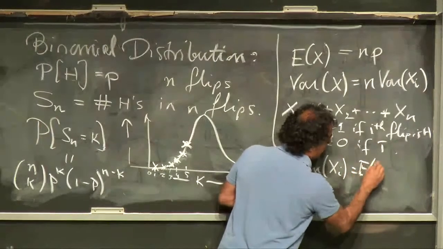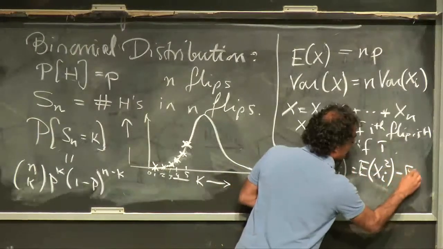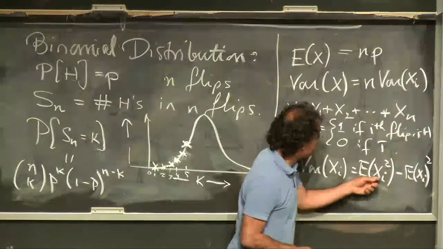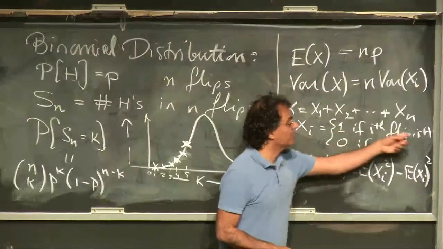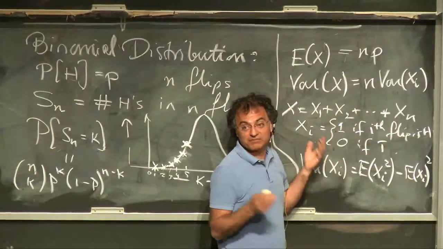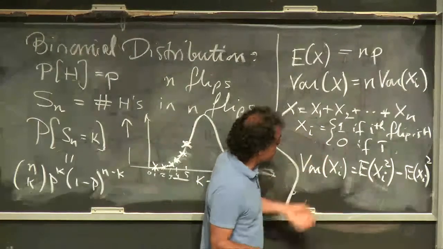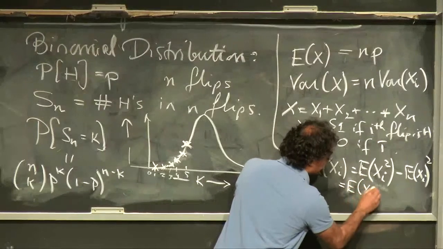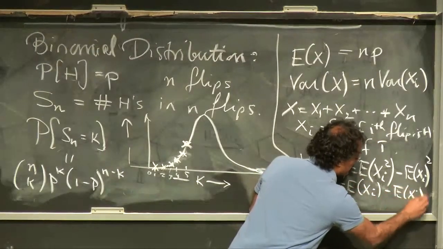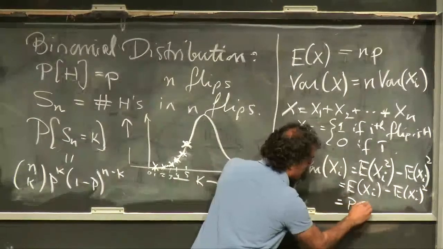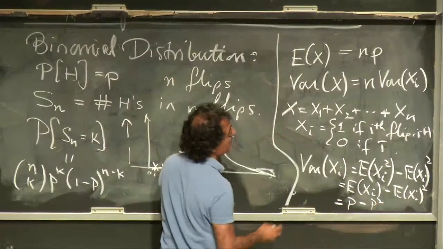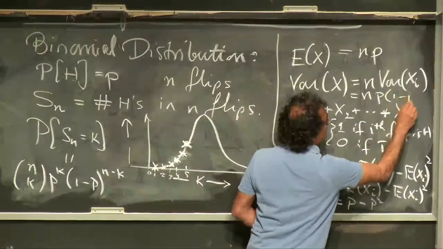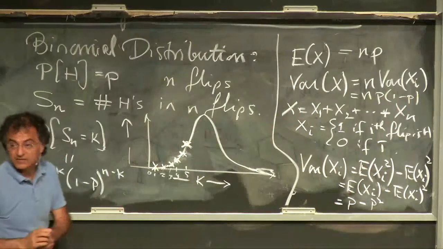It's the expected value of x sub i squared minus expected value of x sub i whole thing squared. But x sub i squared is a random variable which is also 1 if, when you square 1 or 0, you get back itself. So x sub i squared is the same as x sub i. So this is the expected value of x sub i minus expected value of x sub i whole thing squared. And that's p minus p squared. Right? So you get n times p minus p squared. That's p times 1 minus p. And that's the variance. Okay?